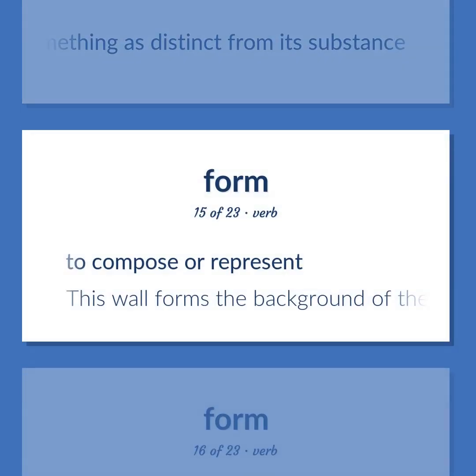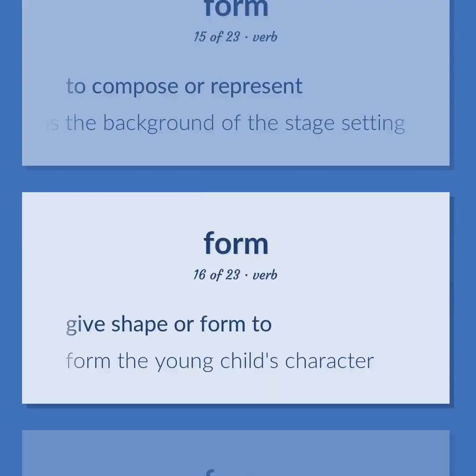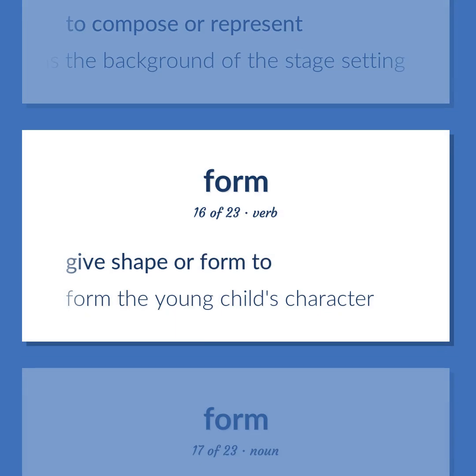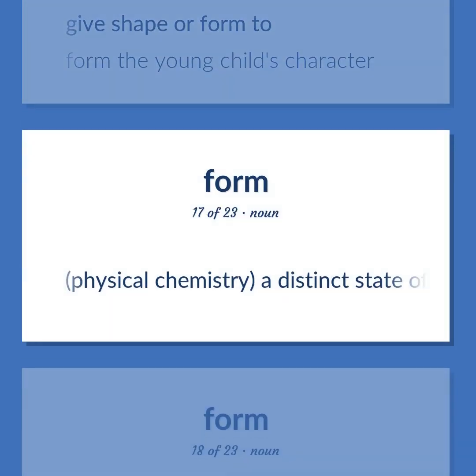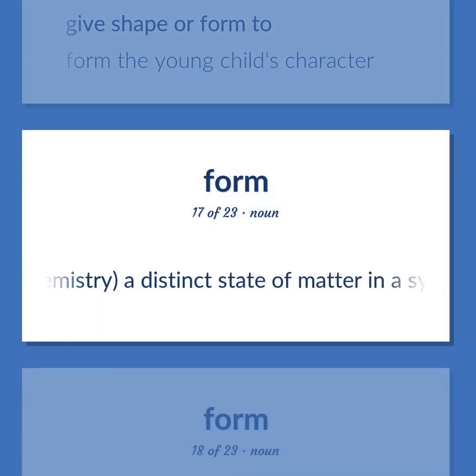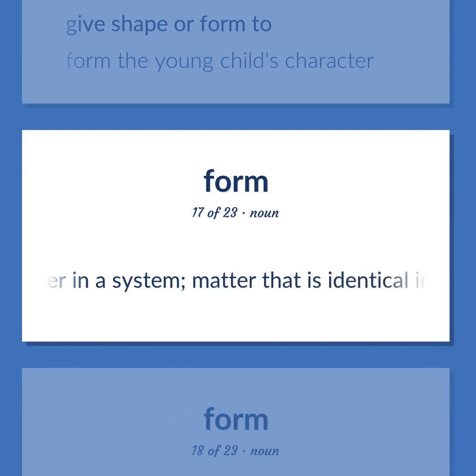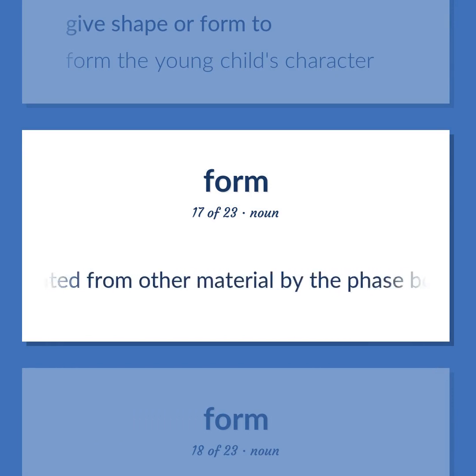To compose or represent. This wall forms the background of the stage setting. Give shape or form to. Form the young child's character. Physical chemistry. A distinct state of matter in a system. Matter that is identical in chemical composition and physical state and separated from other material by the phase boundary.